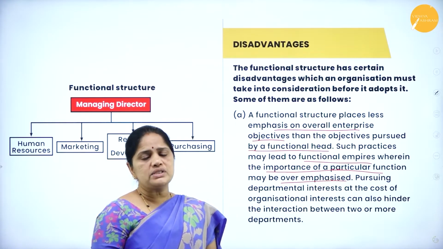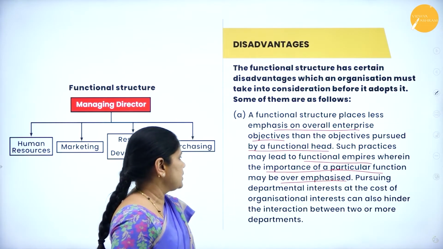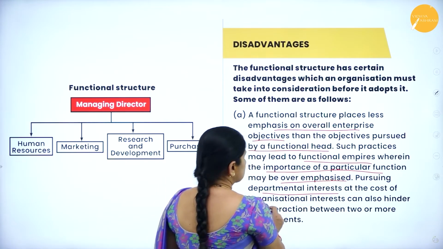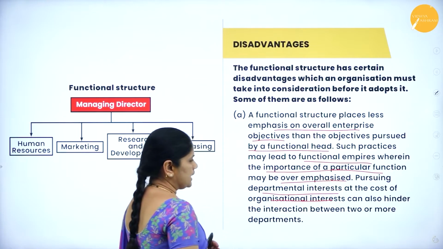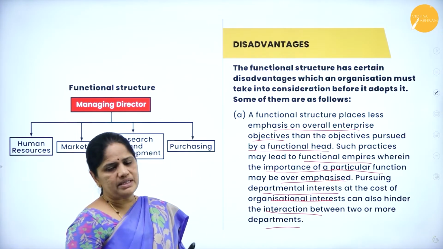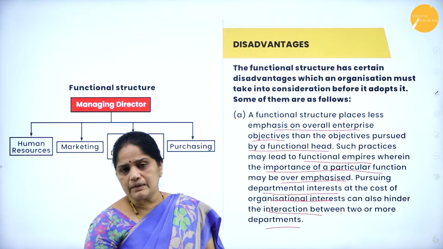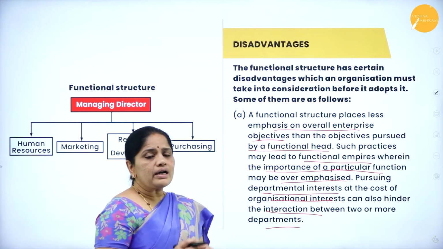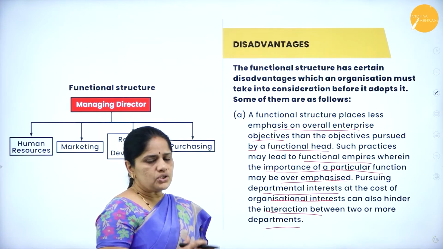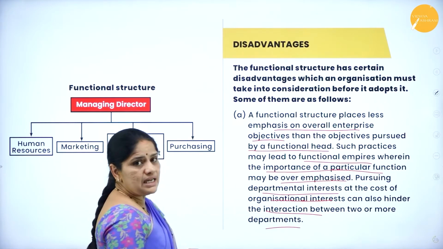So we have to see that this does not happen in any business organization. Then we have to see that pursuing departmental interest at the cost of organizational interest can also arise from interaction between two or more departments. So we have to see that there is a lot of interaction between the departments, and the organizational interest as a whole should be taken care of. So this is one of the biggest disadvantages of having a functional structure.